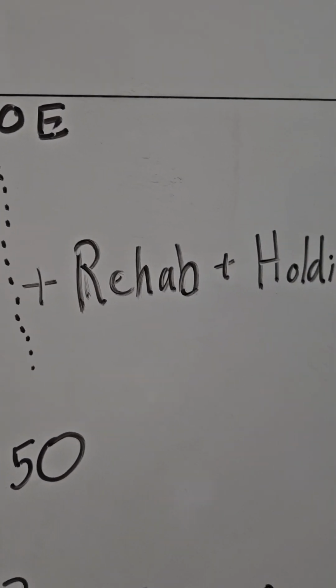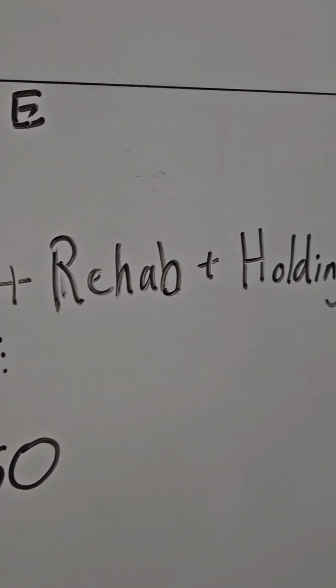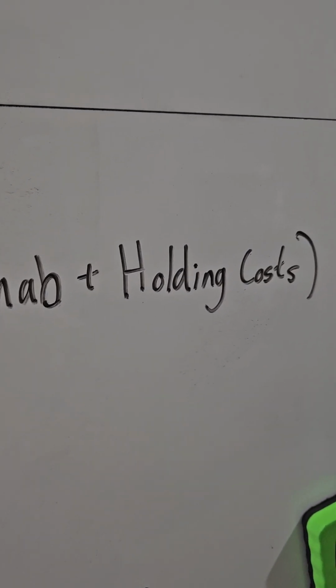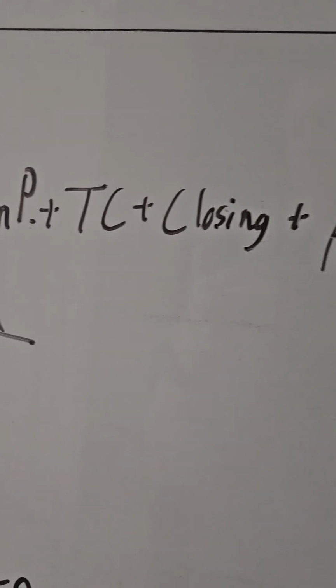But we're going a step further. We're also going to include, well, what about if we're adding in rehab costs? If we're adding in holding costs? Because we want to be accounting for those things, especially if we're bringing in other private money.